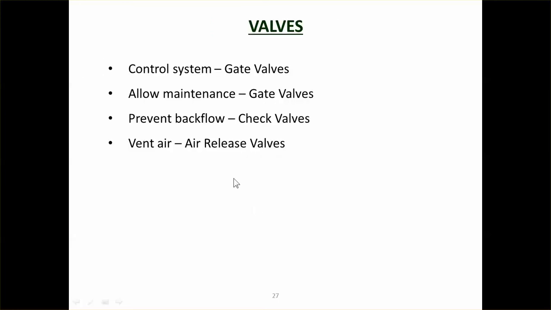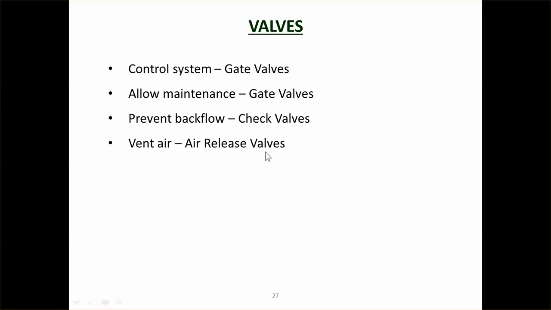The different types of valves, different things we want valves to do. We want them to control the system. We want to be able to increase flow, decrease flow, like a tap. We want to close off the flow to a particular area so that we can get in there and open it up and clean it, or remove blockages. So once again, the gate valves do that.